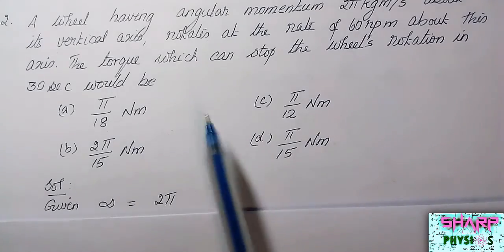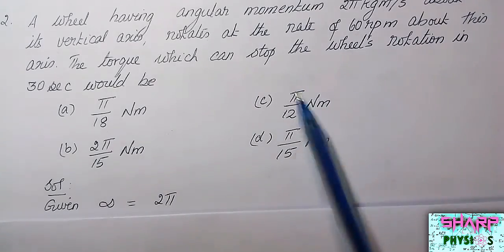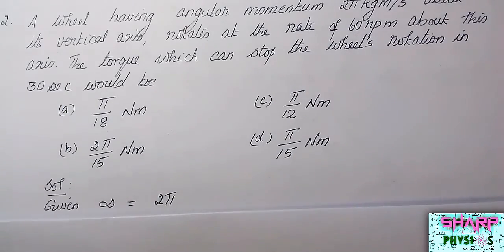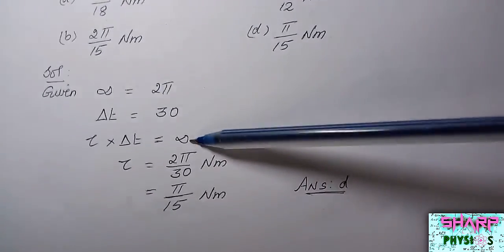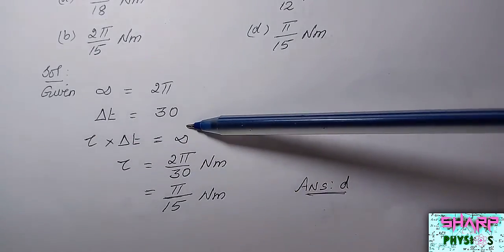So in this question, what torque is needed to stop this wheel's rotation in 30 seconds? We have been given the angular momentum equal to 2π. The changing time, delta t, is equal to 30 seconds. So torque into delta t is equal to the angular momentum.